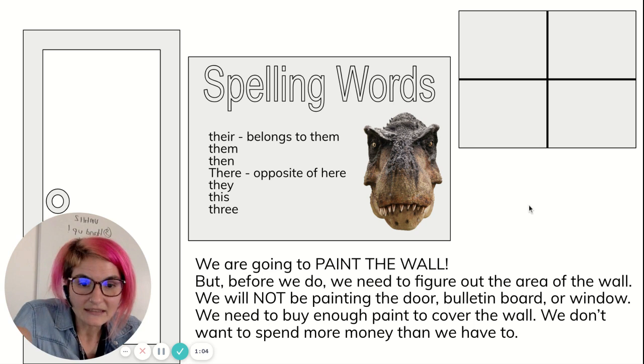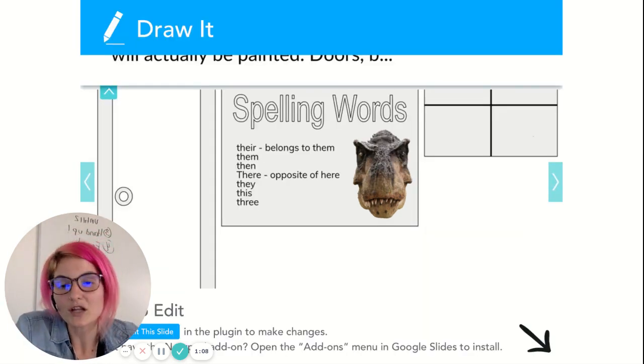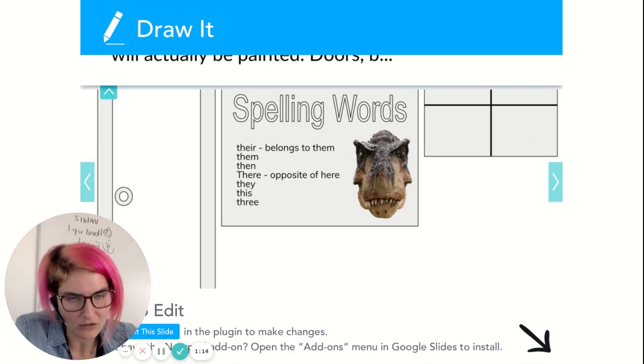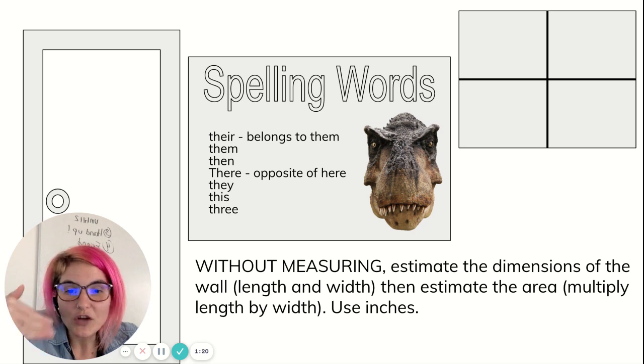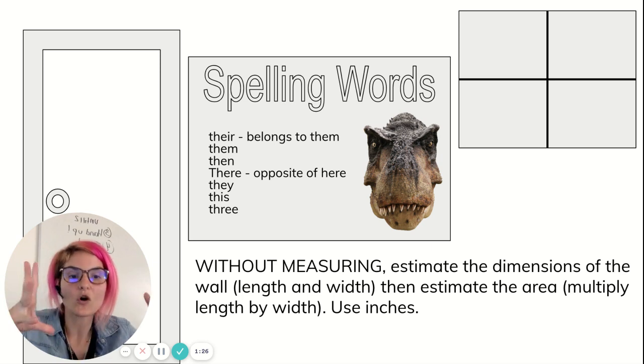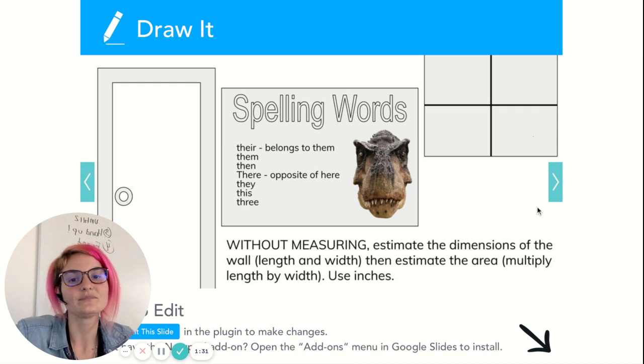You've already painted the wall. You've already figured out what color you wanted it to be, and you went ahead and shaded in the wall, minus the door, the bulletin board, and the window, because, I know, we don't paint those things. Then you've already estimated what you think the area of the whole wall is. You multiplied your length times width. That was just an estimation.